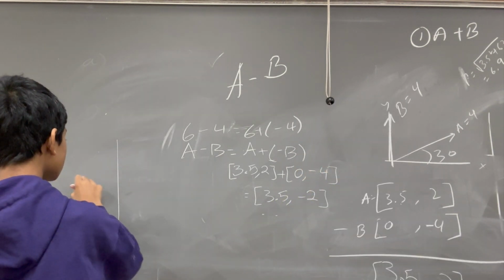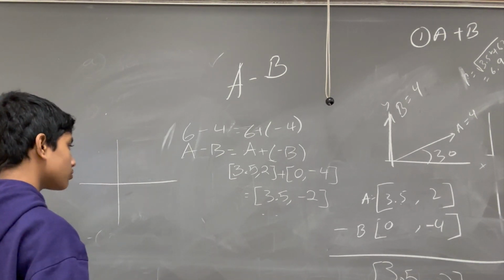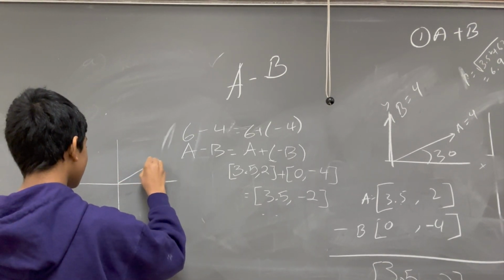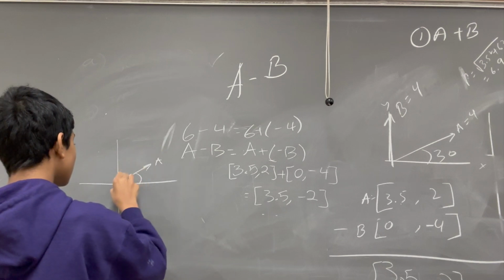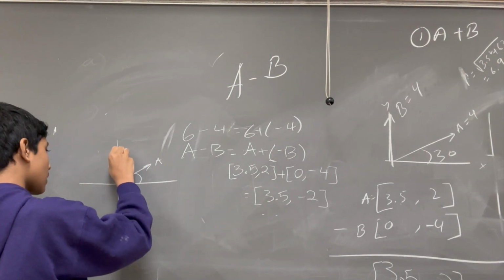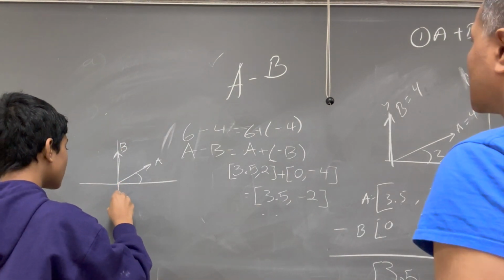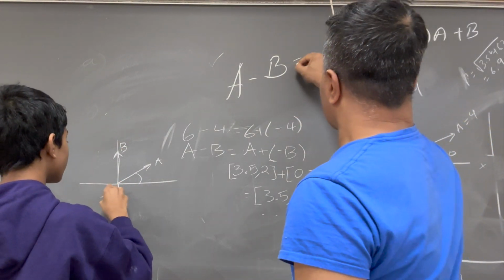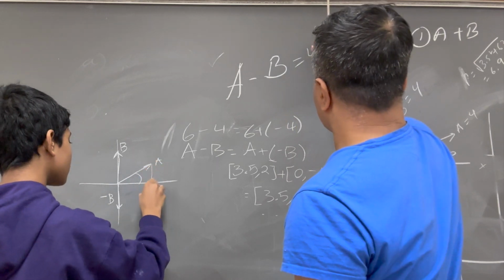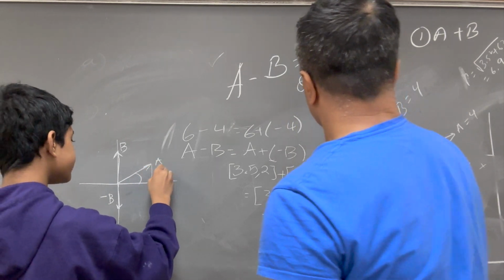Now we can also find it this way, where we take this as being A, this as being B, which means that this is equal to negative B. Then we, of course, do the parallelogram trick again.